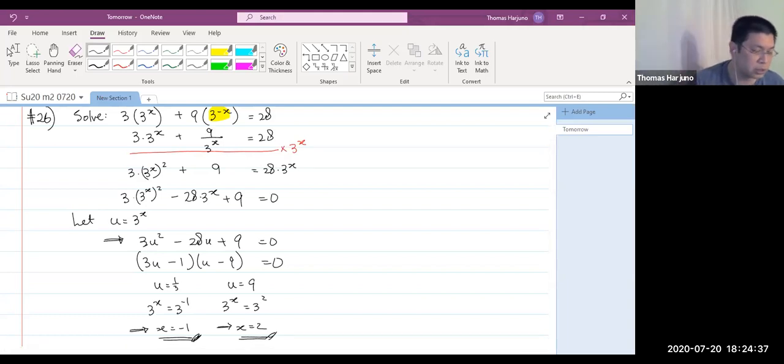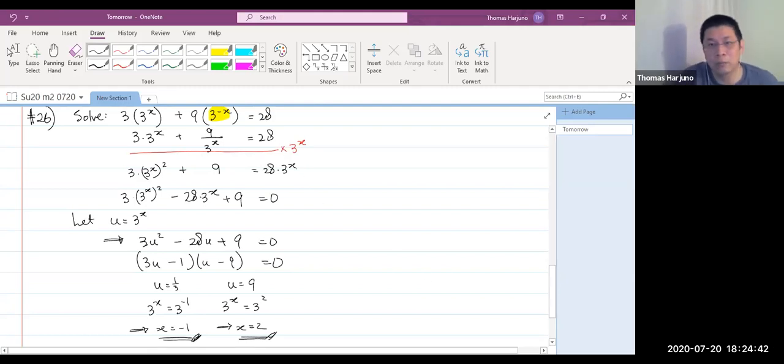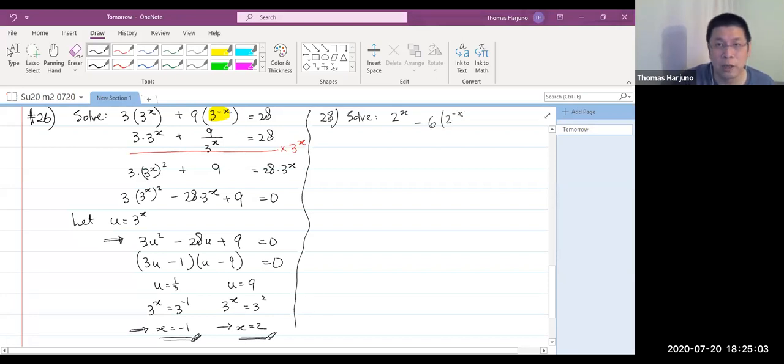Now, using the same line of thought, we will do number 28, but you will see number 28 is messier because it's not factorable. Number 28, solve this exponential equation: 2 to the x minus 6 times 2 to the negative x equals 6.